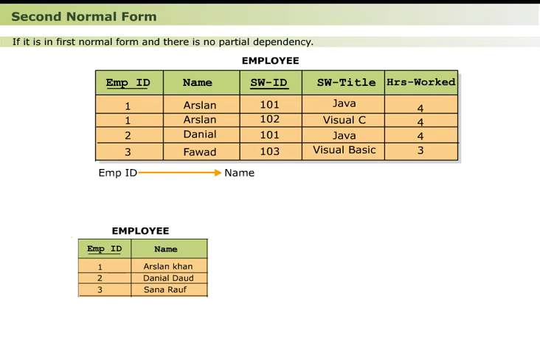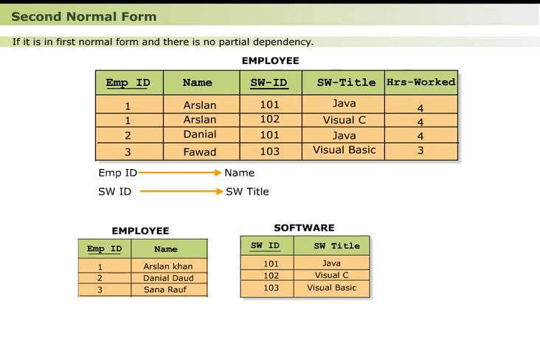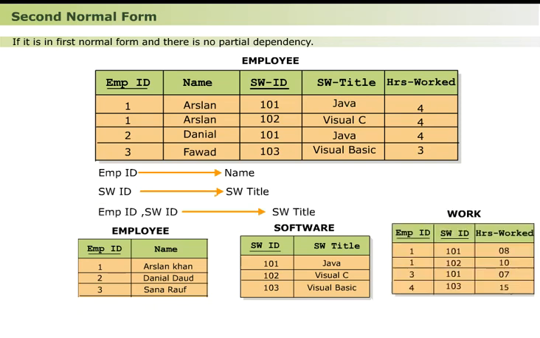Similarly, the partial dependency as shown is converted into software table. The determinant of this partial dependency, that is attribute software ID, becomes the primary key attribute of software table. The full dependency as shown is converted into work table with composite key attributes that are employee ID and software ID.